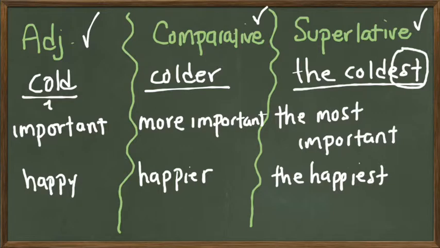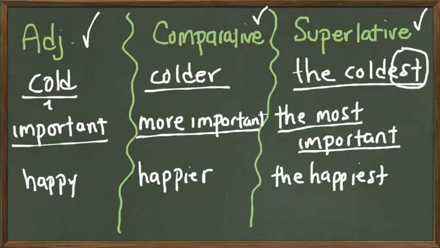Now, in the second one, important, if we want to compare two, we would have to say more important. But if we want to use a superlative, we would have to say the most important. In this case, there is no change in the adjective, but we need to insert the expression most. And don't forget, we normally do this with adjectives that have two or more syllables.